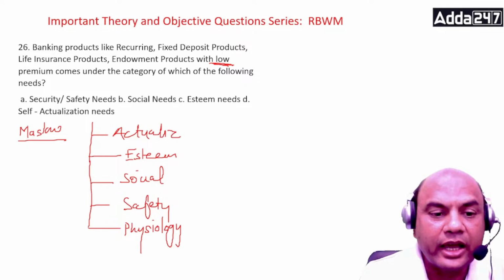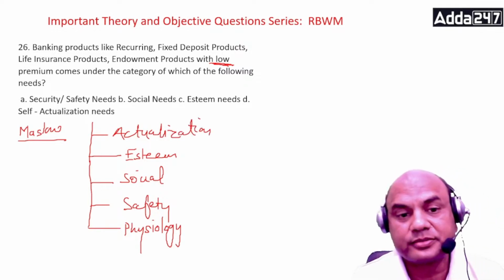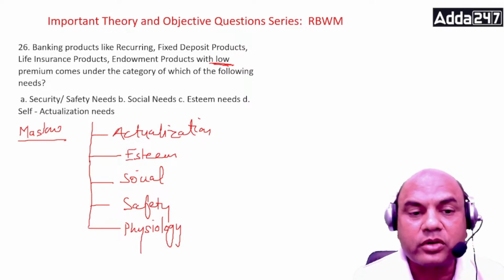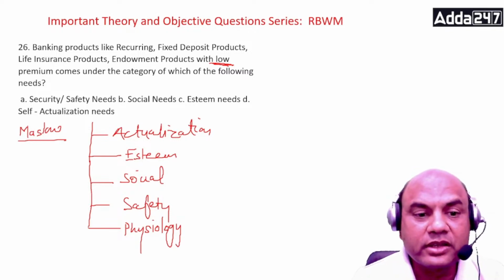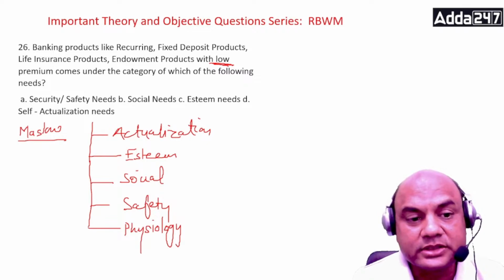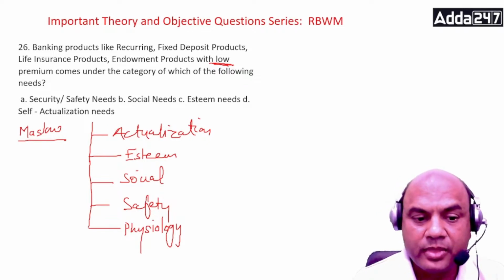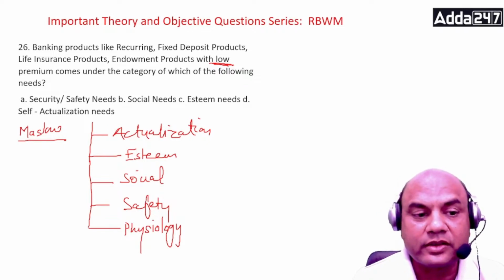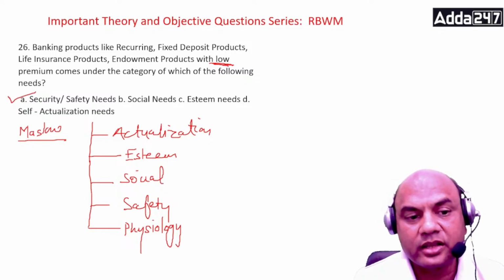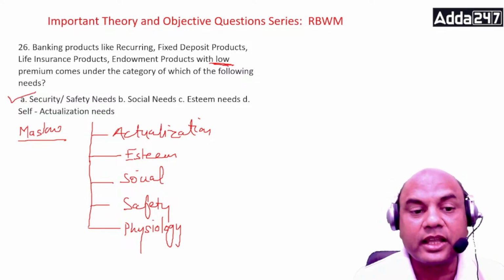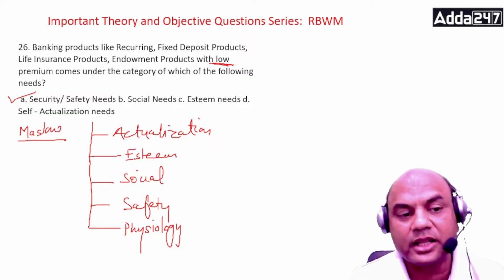We divide our products as per this hierarchy so that we can pitch the right product to the right customers. Now here, what do we mean by low premium ones? Who is at the lowest level? It's at the physiological level. So is the answer physiology? No. Go to the next level. Which is the next level? Safety. Is the answer safety? Yes. So it will come as A. Safety, security.